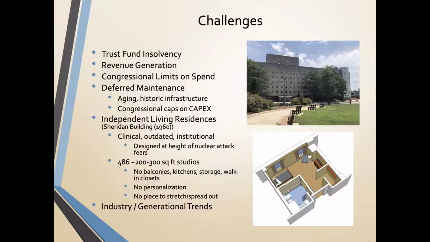Then we get to the independent living residences in DC. They're horrible, small, clinical, lonely, impersonal. The building itself is massive with 486 rooms, and it looks like an atomic era bunker. While the older baby boomer generations, and you can see that on the slide, may be okay with living that way, the Gen Xers, Millennials, and Gen Zers will not be.